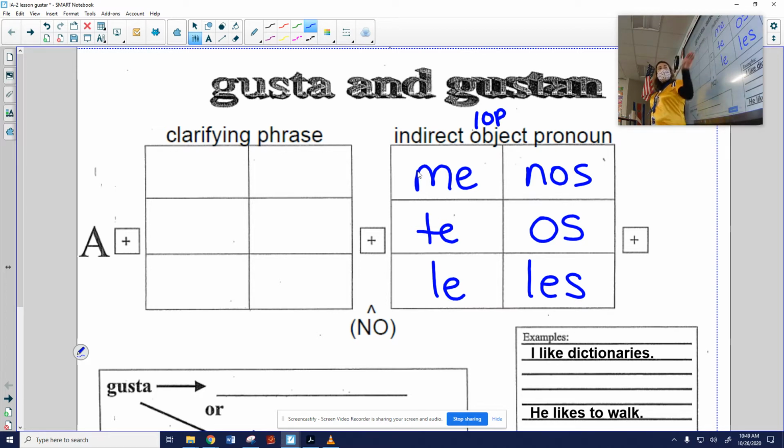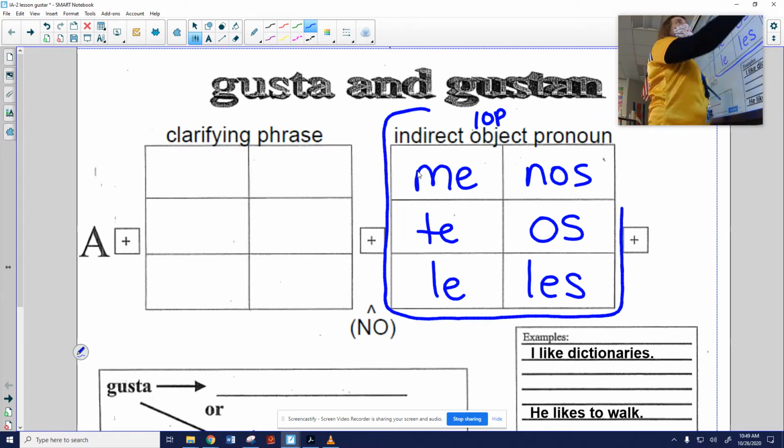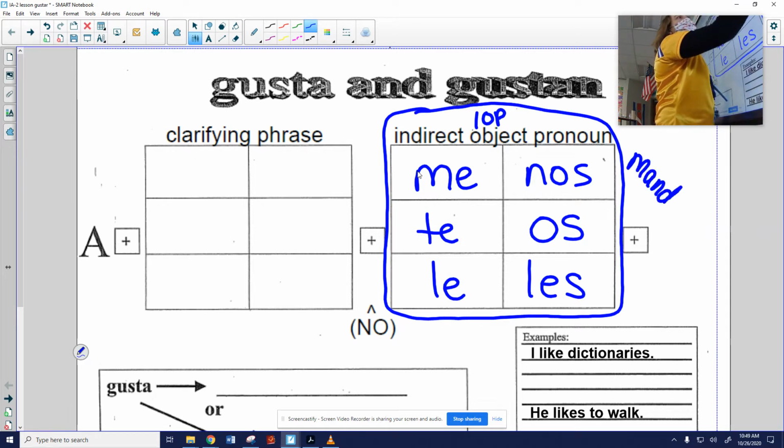Bueno, these 6 little words are necessary if we're using the verb gustar. We have to use them. They are mandatory. We must use these in a sentence with gustar. Have you heard the word mandatory before? Mandatory means you must use them. You can draw a little outline around them and write mandatory, must use. If you're using the words gusta or gustan, one of these 6 little words has to come before it. It just has to, or else it sounds funny in Spanish.